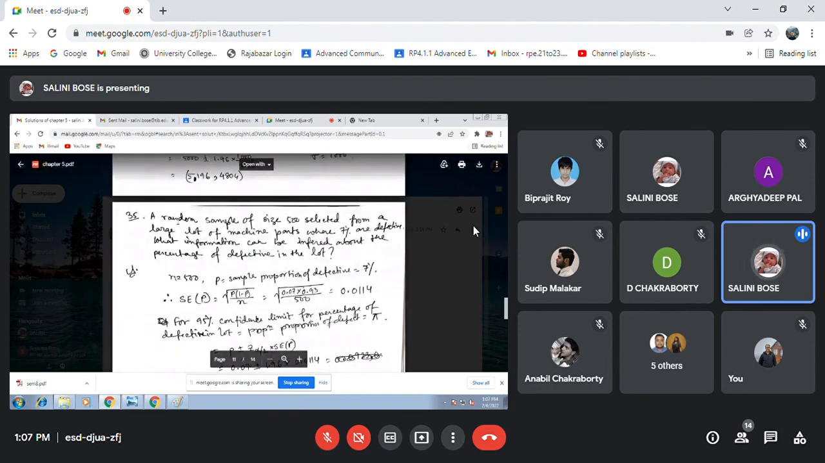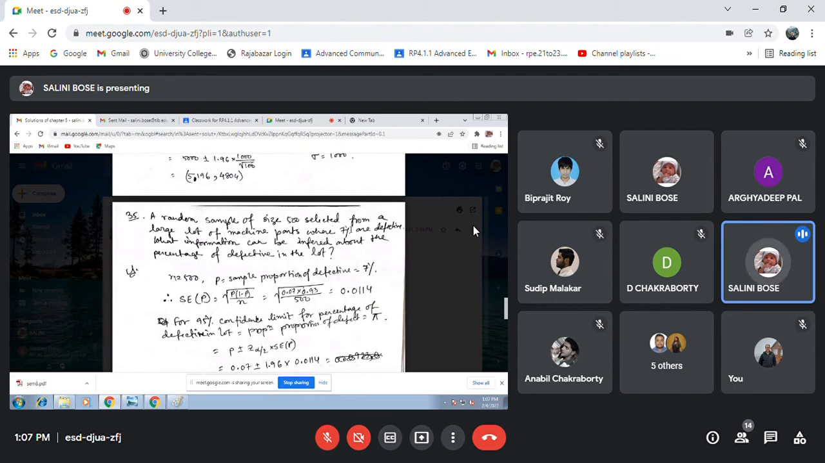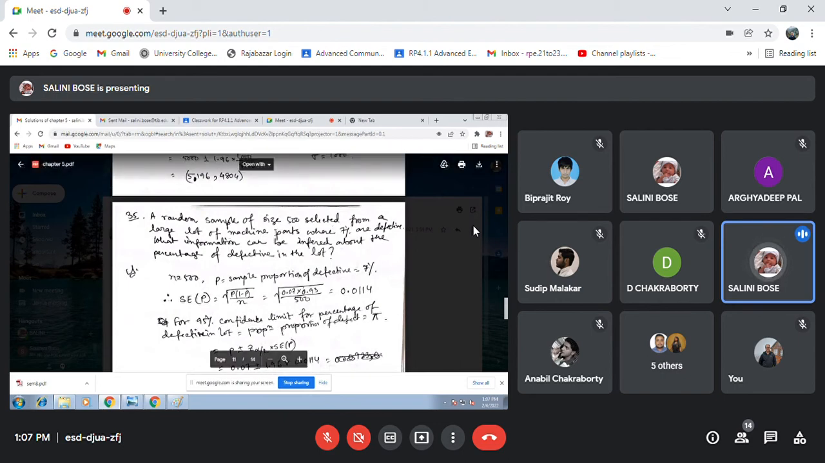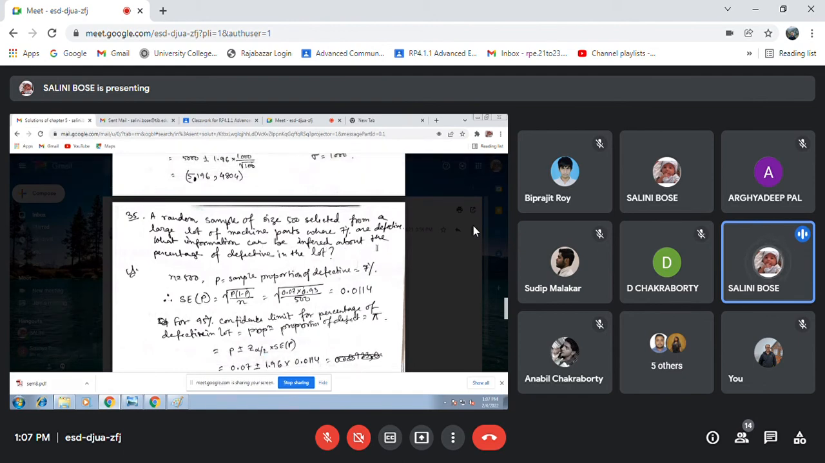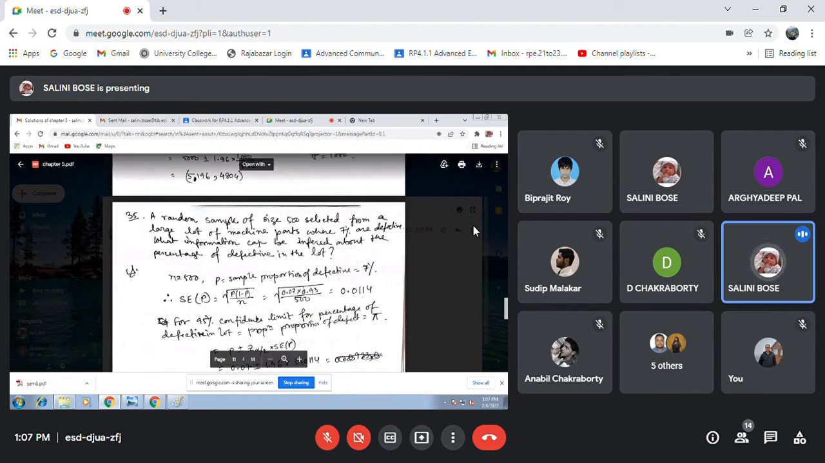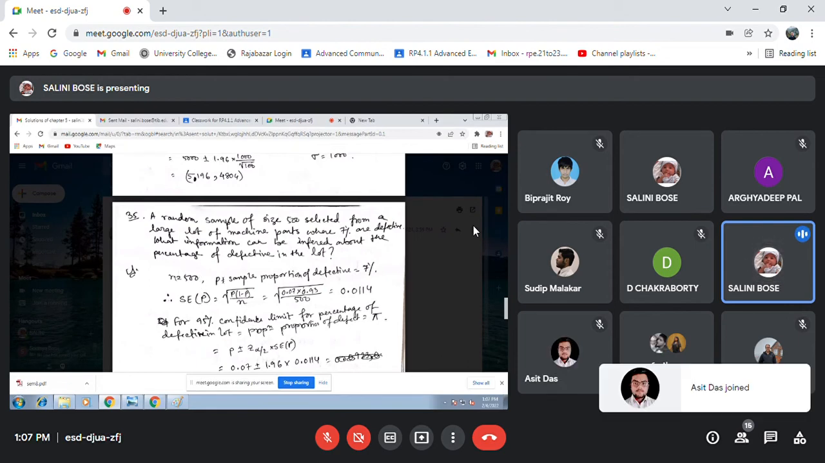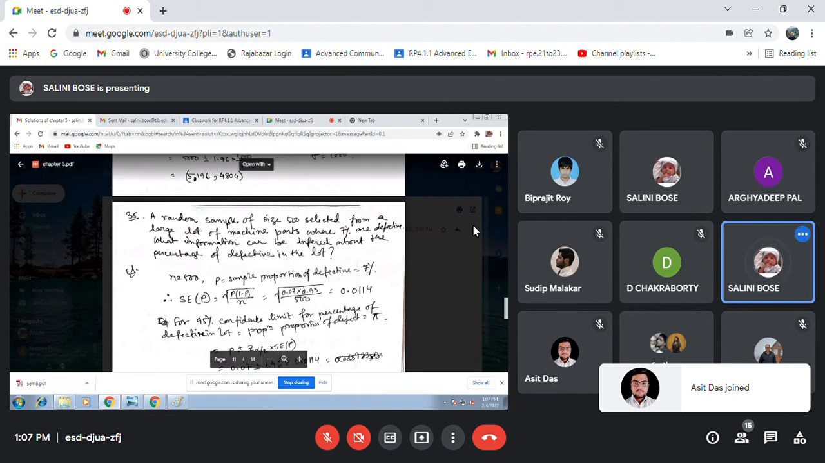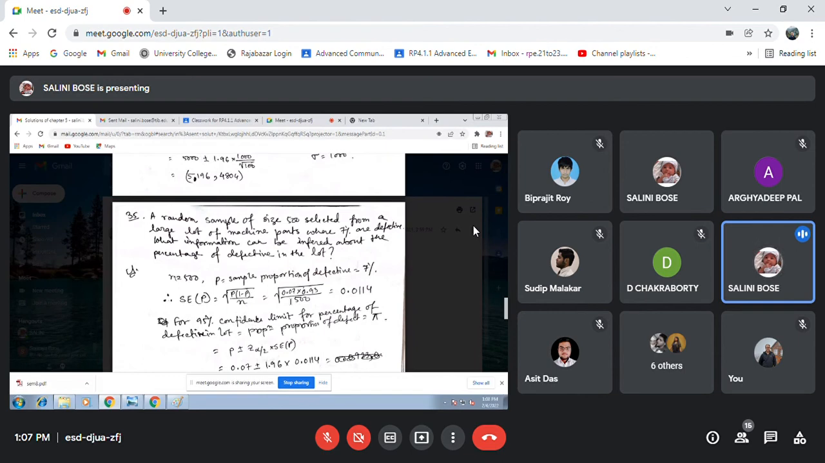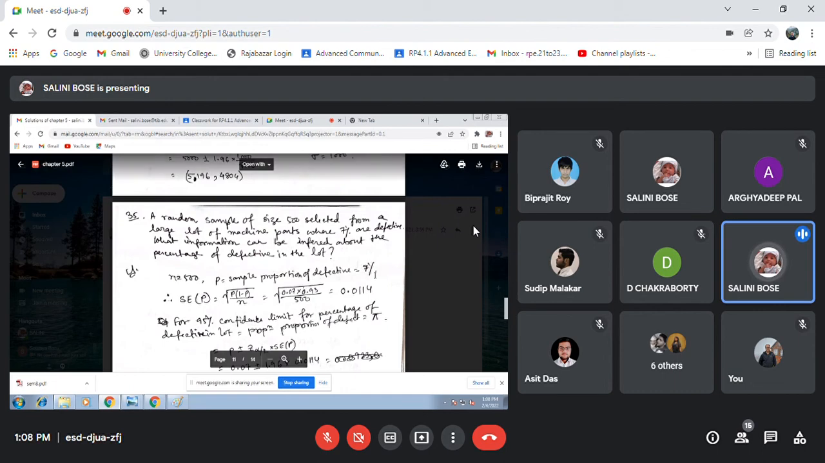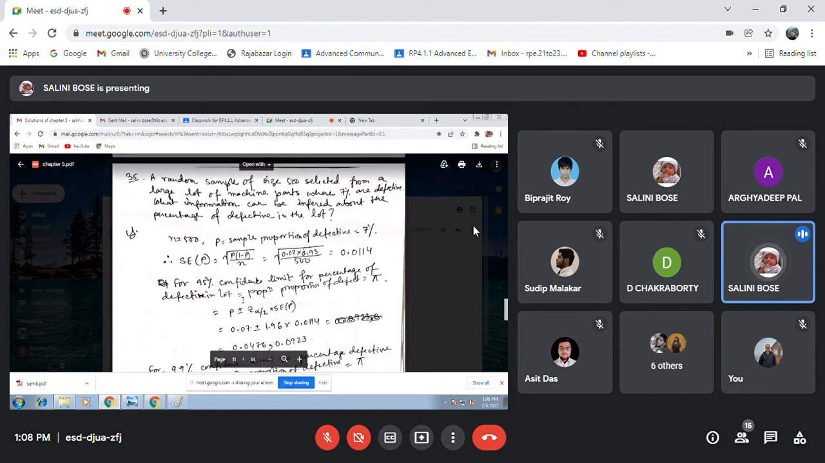you see this question: a random sample of size 500 is selected from a large lot of machine parts where 7% are defective. What information can be inferred about the percentage of defectives in the lot? So here the sample size, 500, is given. So P is the sample proportion of defectives, that is 7%. So the standard error of P will be this. Just put this value. P means 7%, that is 0.07, 7 by 100, into 1 minus P, and the sample size is 500. So you will have this value.